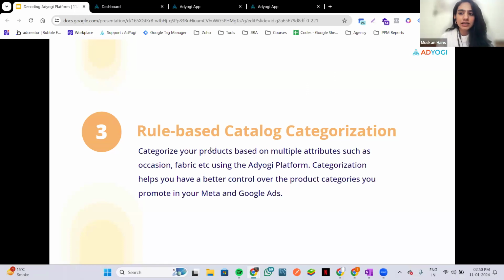Why this categorization is important is because it helps you have better control over the product categories that you promote in your Meta and Google ads, and also gives you a better and streamlined analysis.